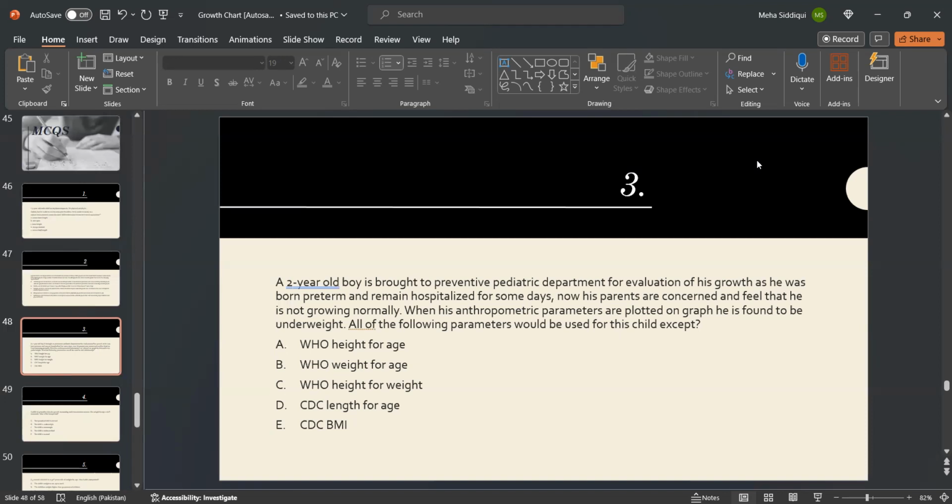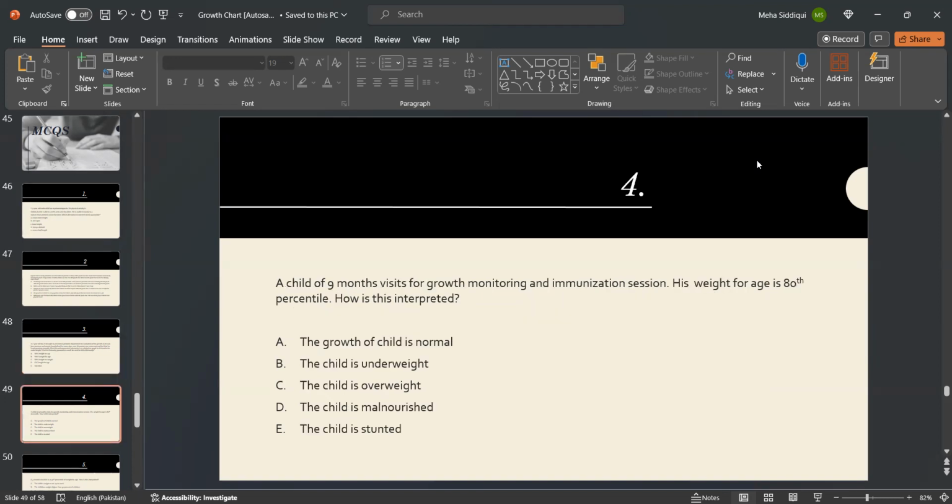WHO height for age, WHO weight for age, WHO height for weight, CDC length for age, CDC BMI. B. Yes, B is the right option.